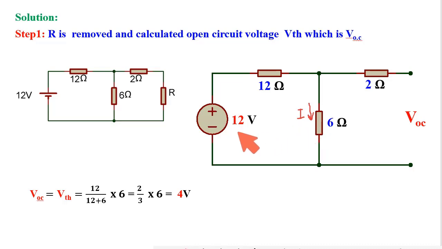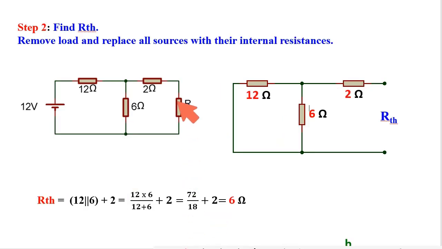This current will flow because of only this source, that is 12 volt, and the current will flow through this path. So the resistance will be the full path resistance, that is 12 plus 6 ohm. So ultimately this 12 volt divided by 12 plus 6 ohm is the current flowing through this 6 ohm resistance. That current multiplied by this 6 ohm is ultimately VOC, and we got 4 volt, which is the value of the open circuit voltage. Now we need to calculate RTH.